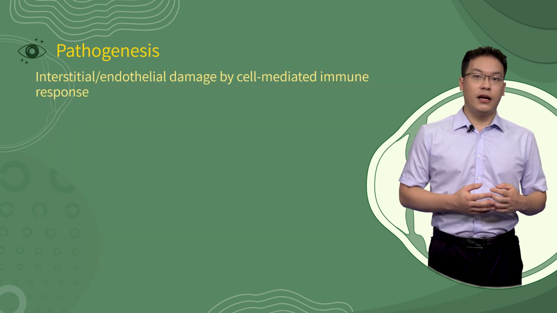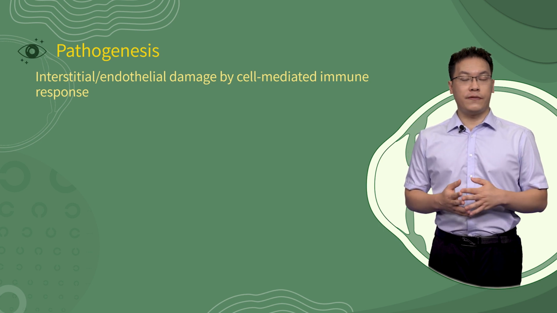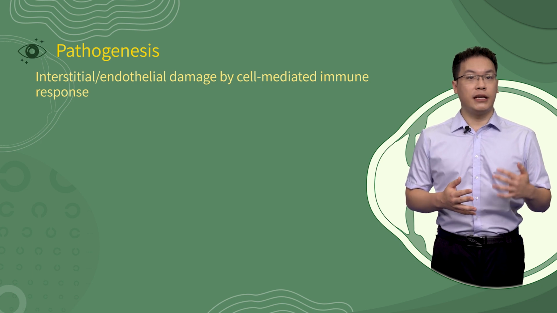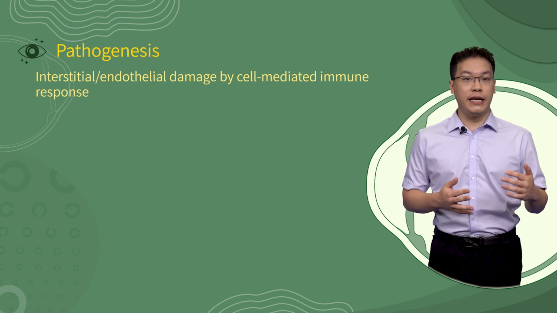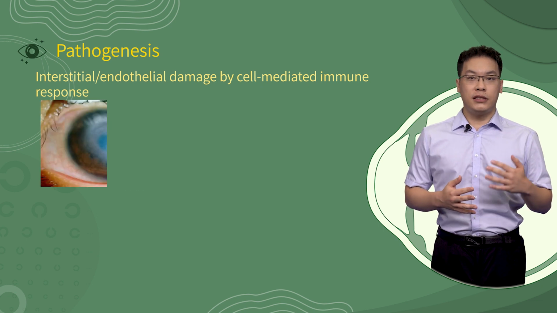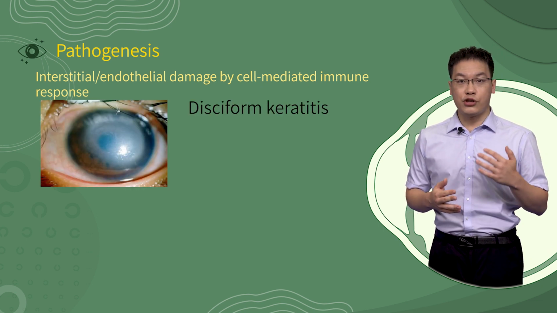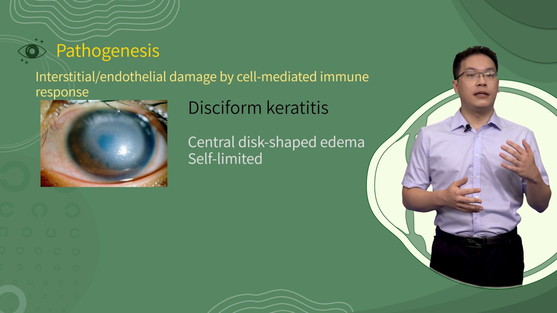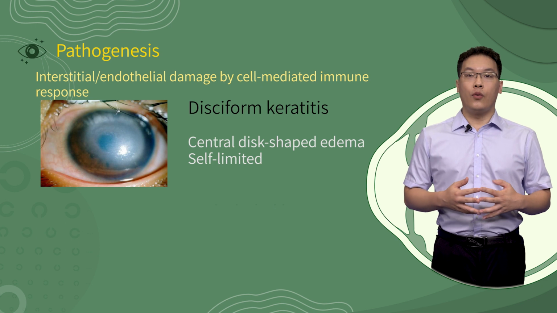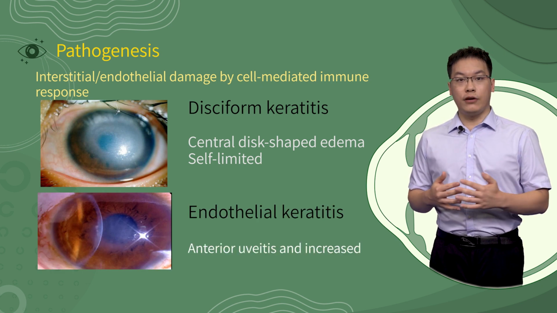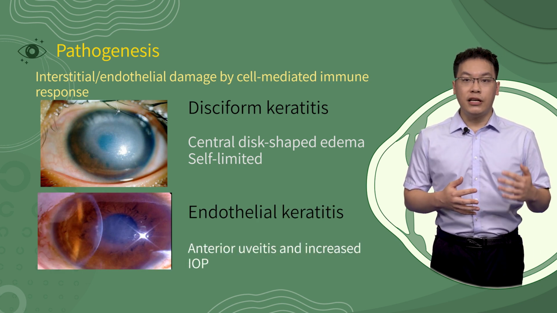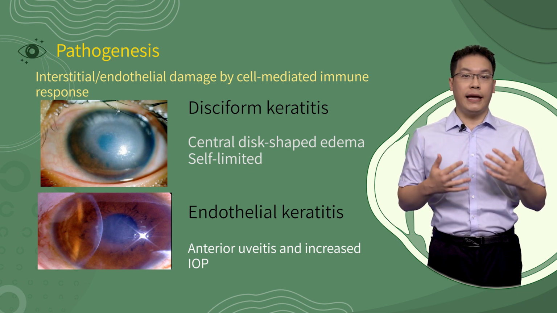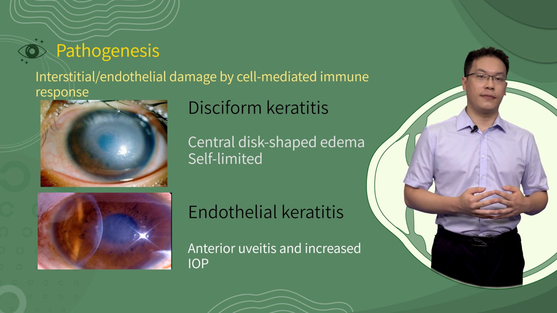On the other hand, indirect damage from HSV through the cell-mediated immune response mainly affects the interstitial and endothelial layers. Typical changes include a central disc-shaped edema in the stromal layers causing disciform keratitis, while involvement of the endothelial layers results in anterior uveitis and increased IOP, which we call endothelial keratitis.